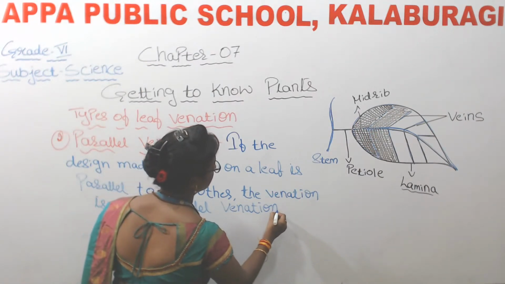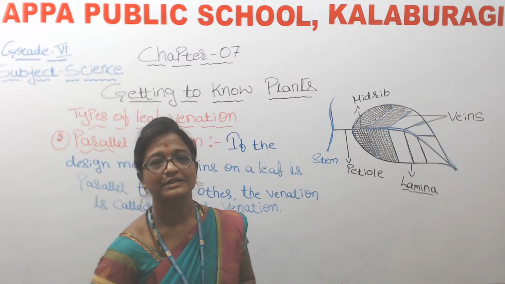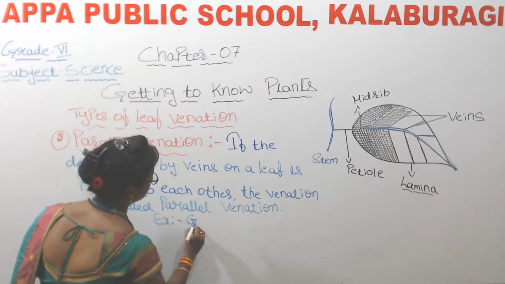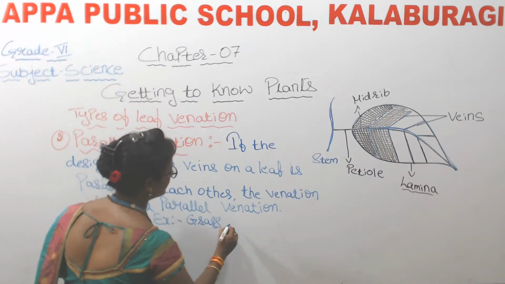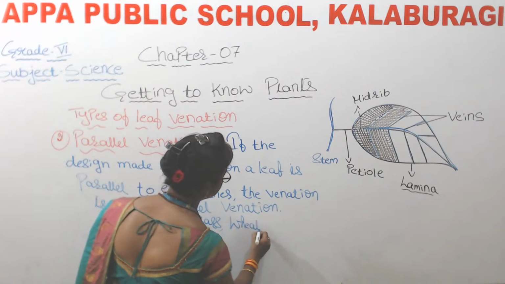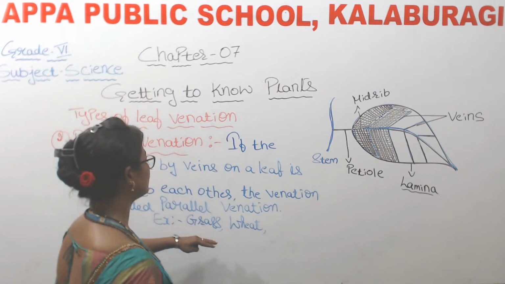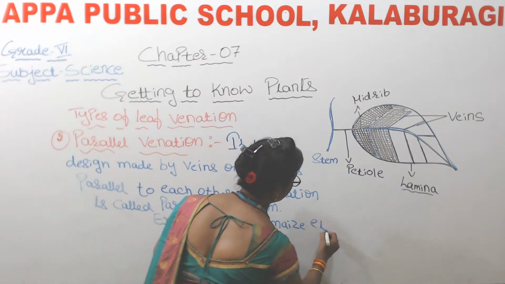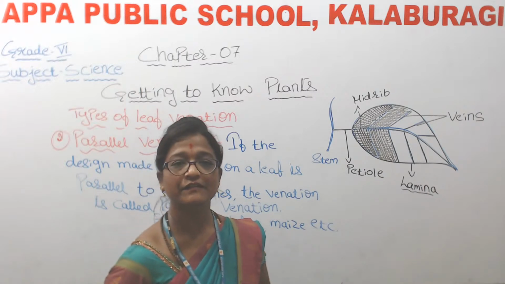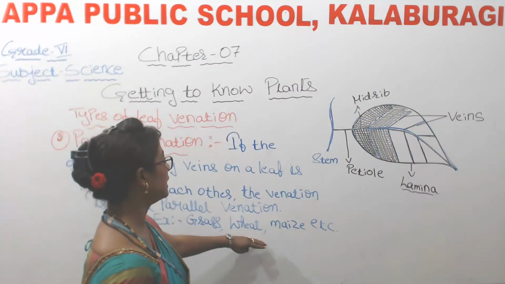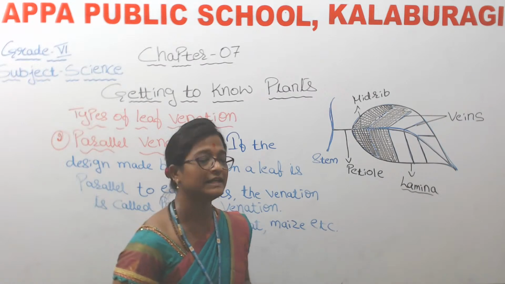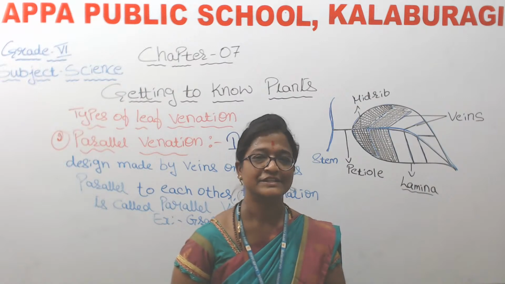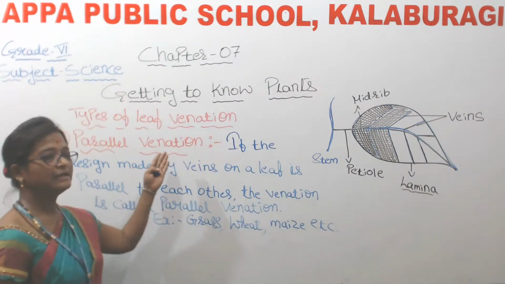And the examples for these, where do we find these types of leaves? The examples are grass, wheat. You can see the leaves of the wheat plant, and even maize, and so on. When we look at the leaves of the wheat plant or maize plant, we find the veins are parallel to each other. So that venation is known as parallel venation.